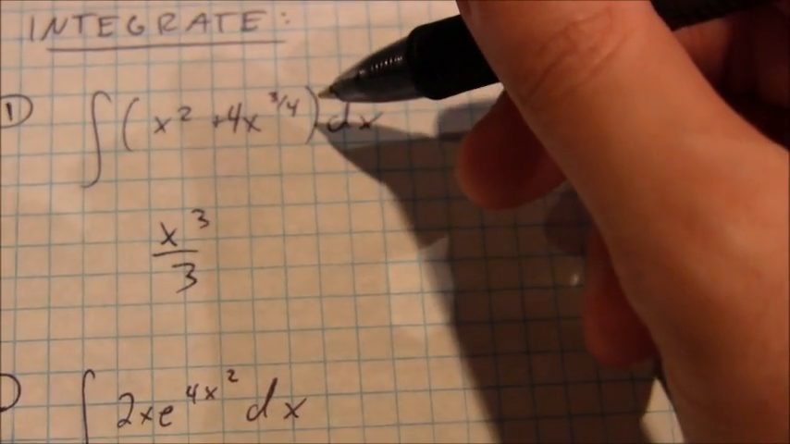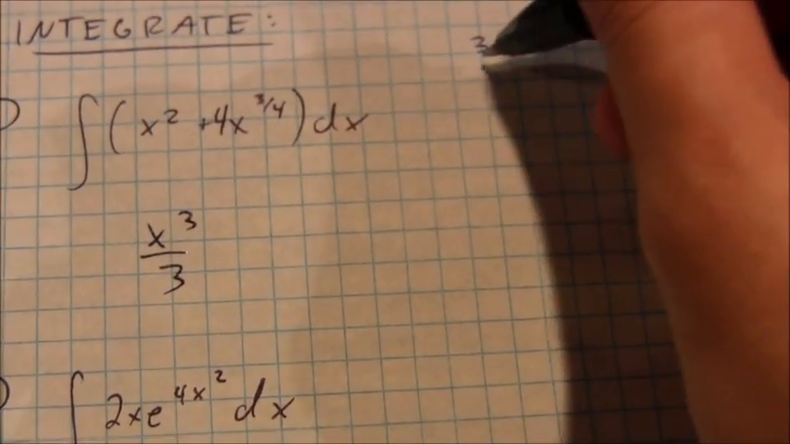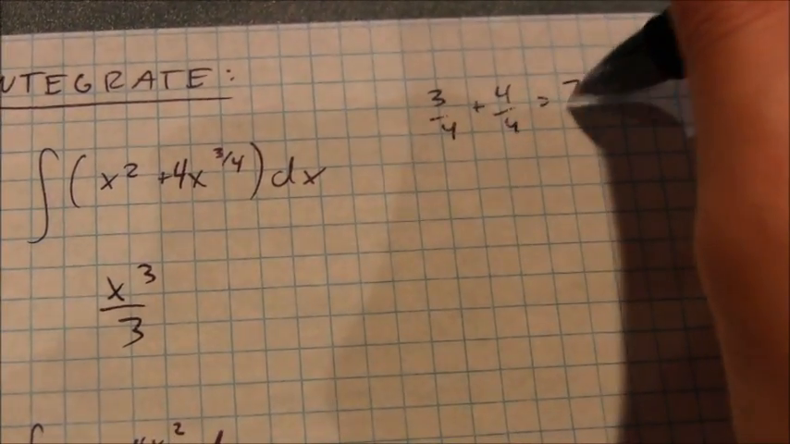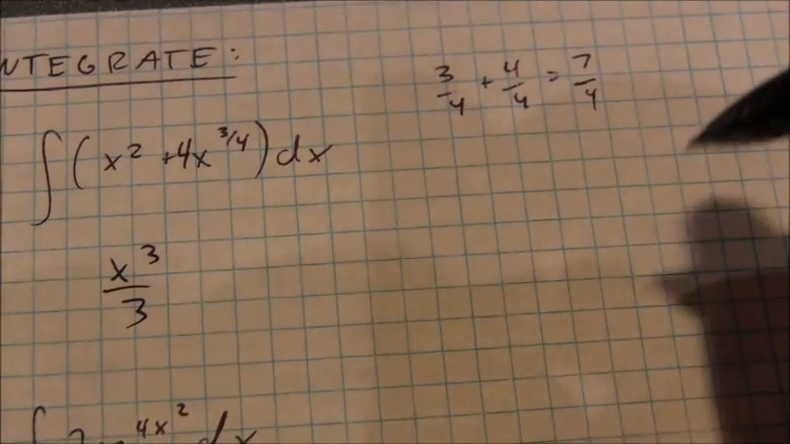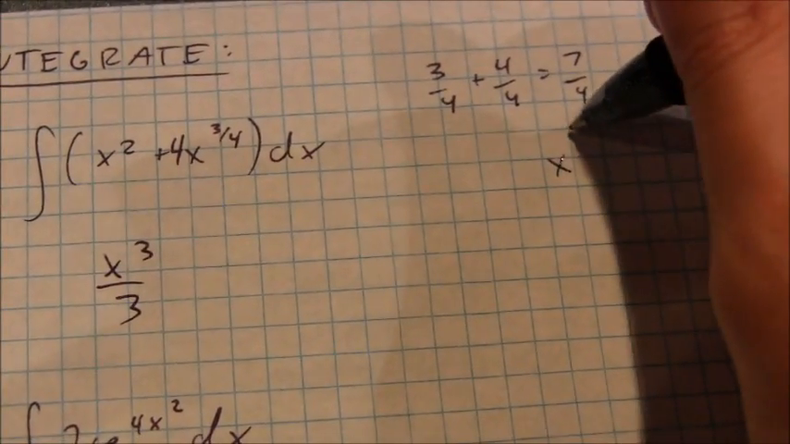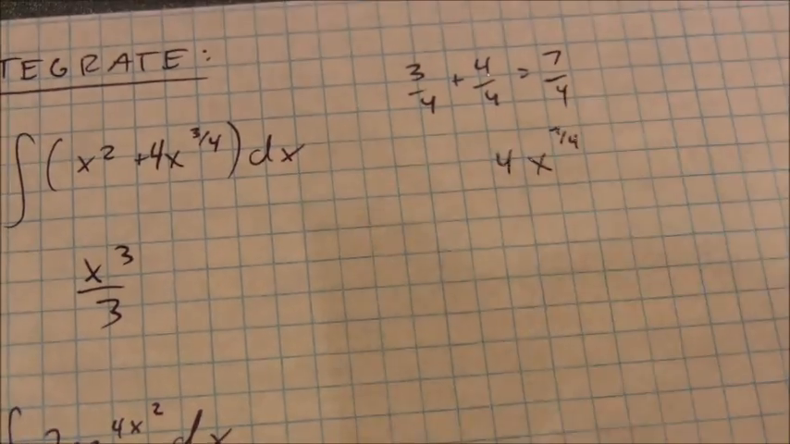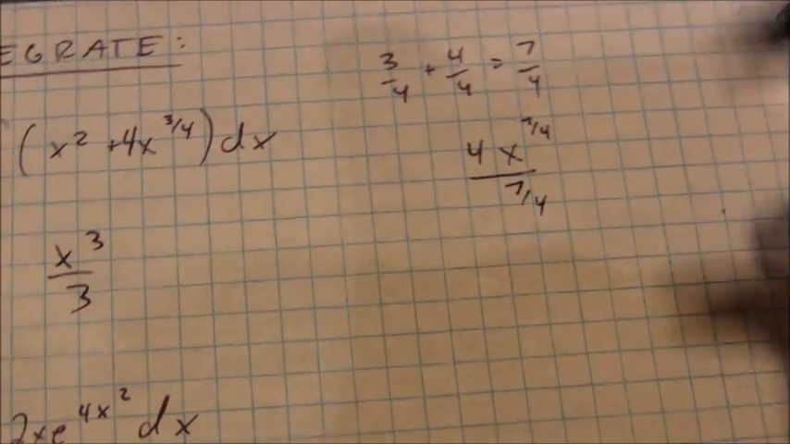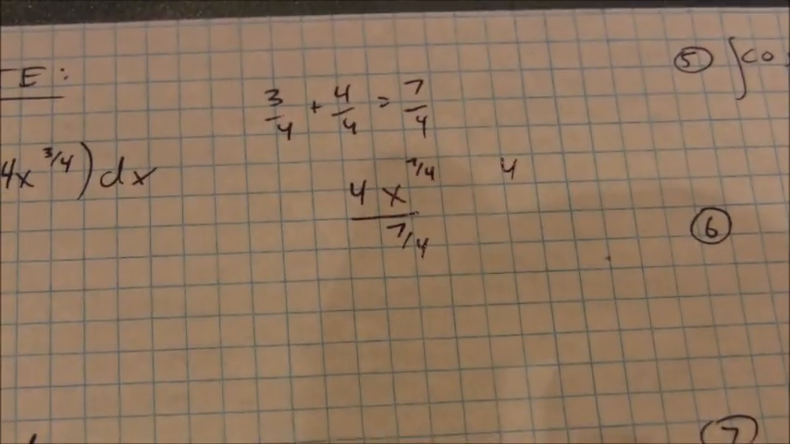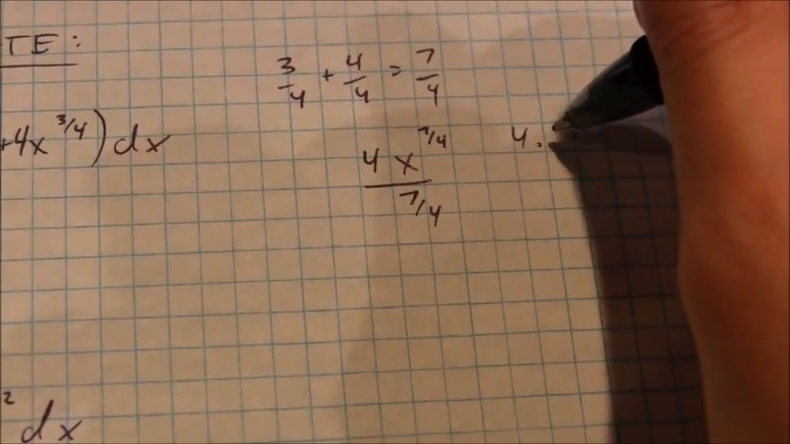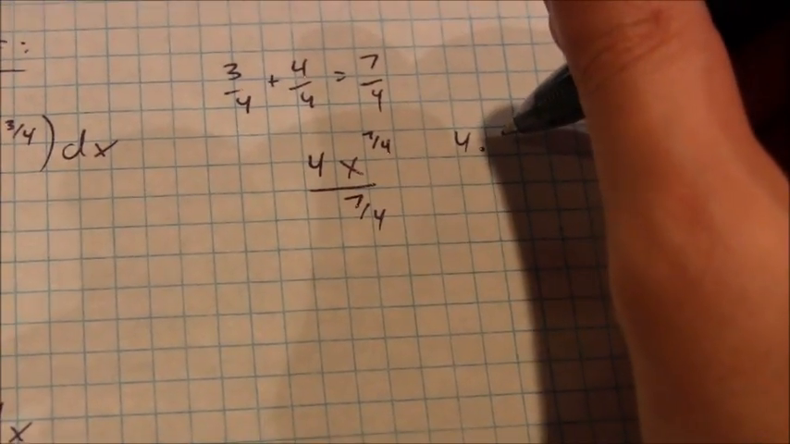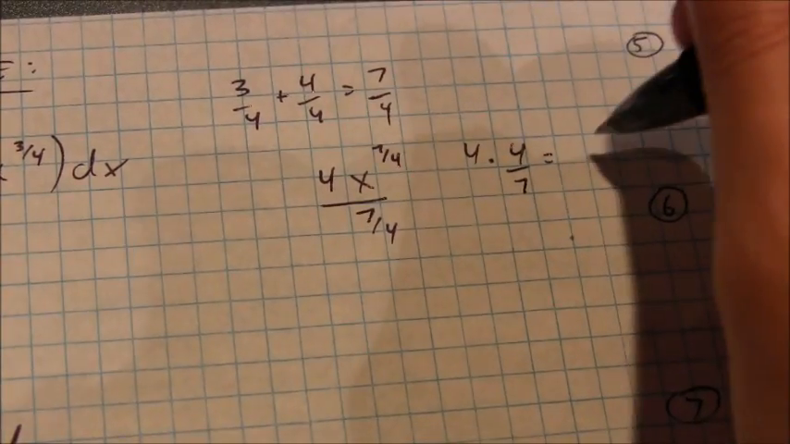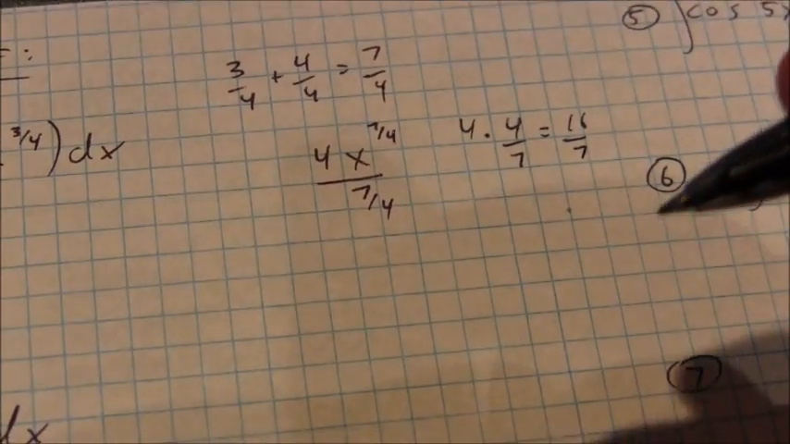Second of all, this is to the 3/4 power. 3/4 plus 1, 1 of course is 4/4, is 7/4. That's going to be my new power. So I'm going to have x to the 7/4 power, 4x to the 7/4 power. That is going to be divided by that new exponent of 7/4. Remember, when you divide by a fraction, you can multiply by the reciprocal. So that is 4/7 times 4, which is 16/7.